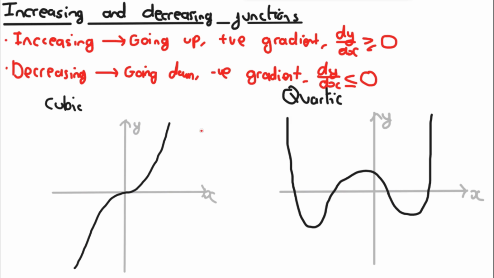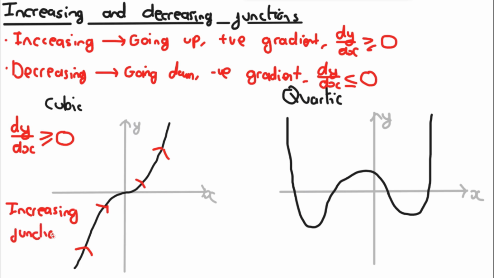For example, with this cubic, for every single part of this cubic, the gradient is always positive. The graph is always going up, except for this part here where it's 0, but this is increasing. The gradient is always positive. And therefore, in this graph, dy over dx is always bigger than or equal to 0, so in general this cubic is an increasing function because it is always increasing.